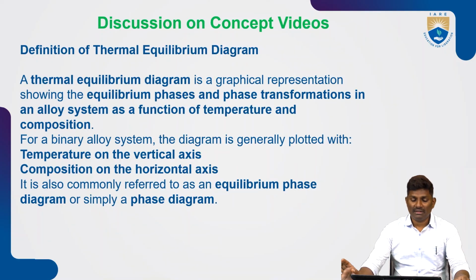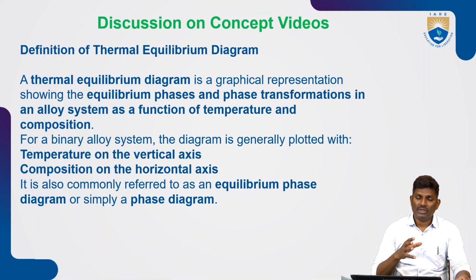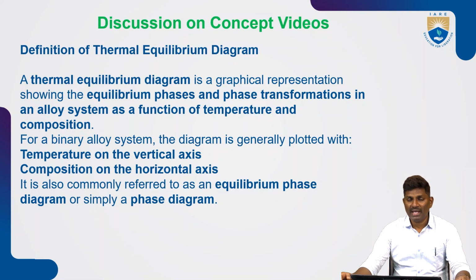If you see the exact definition, the thermal equilibrium diagram is nothing but a graphical representation showing the equilibrium phases and the phase transformations in an alloy system as a function of temperature and composition. So depending upon the temperature and composition, you represent this on the XY axis as a graphical representation of these thermal equilibrium diagrams, in order to showcase the variations of the material with respect to the temperature of the compound.